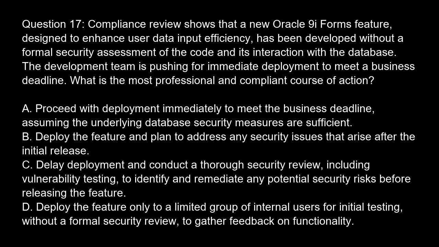Option A. Proceed with deployment immediately to meet the business deadline, assuming the underlying database security measures are sufficient. Option B. Deploy the feature and plan to address any security issues that arise after the initial release. Option C. Delay deployment and conduct a thorough security review, including vulnerability testing, to identify and remediate any potential security risks before releasing the feature. Option D. Deploy the feature only to a limited group of internal users for initial testing, without a formal security review, to gather feedback on functionality.